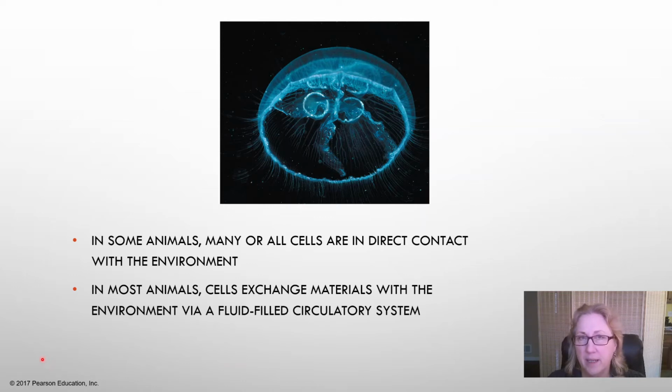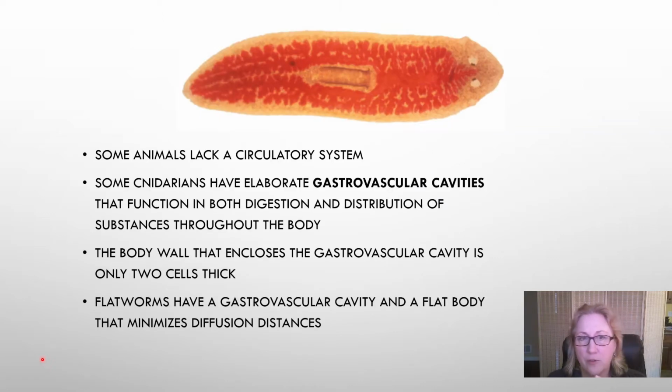Some animals, like the simpler animals, sponges, cnidarians, flatworms, even nematodes, all the cells can exchange oxygen and carbon dioxide directly with the environment because they're only a few cell layers thick, or they have a way, like with jellyfish, the interior of the body is still only a few cell layers thick. So for larger animals, they have to have a way to bring the outside to the inside.